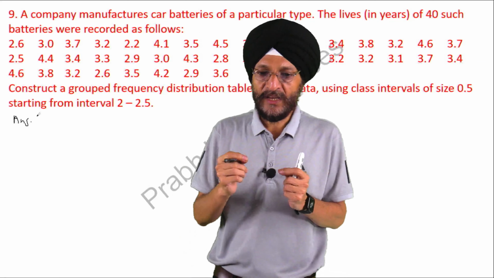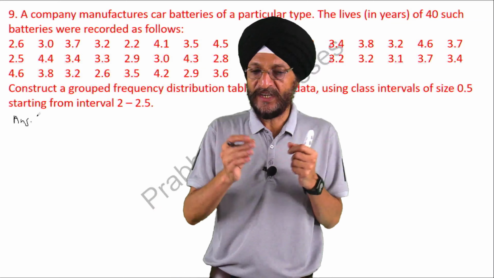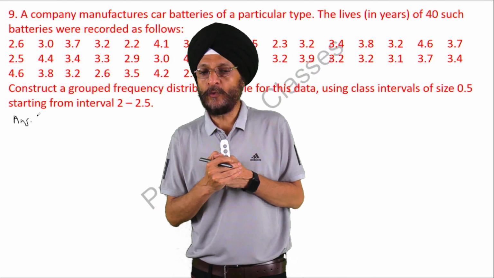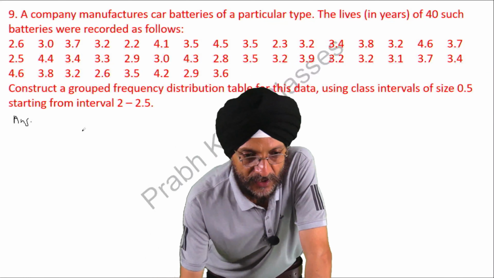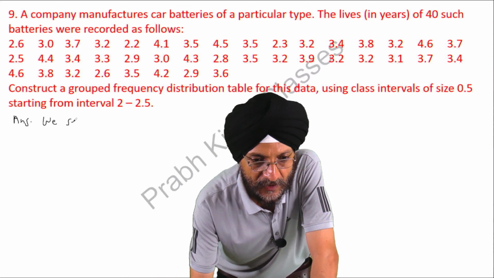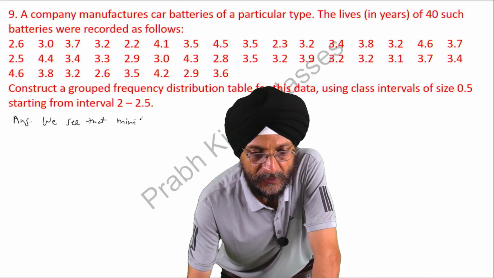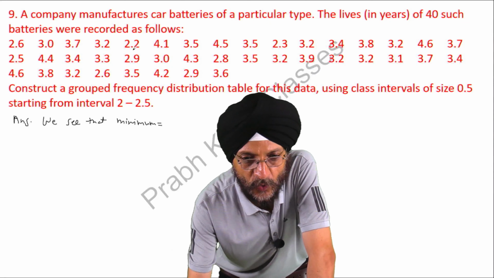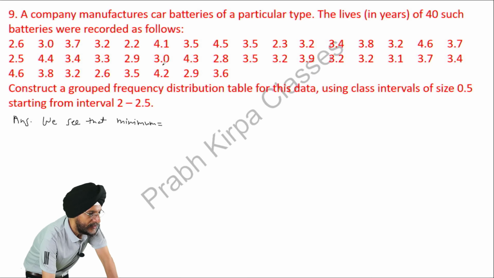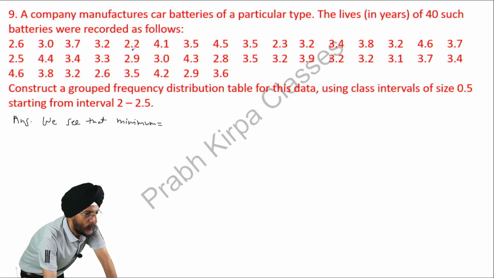So here we will have to find out the minimum value of the data, that is the minimum value in years for which a particular battery might have performed. So we see that the minimum value in years is 2.2. Anything less than that, no battery has a life less than 2.2.